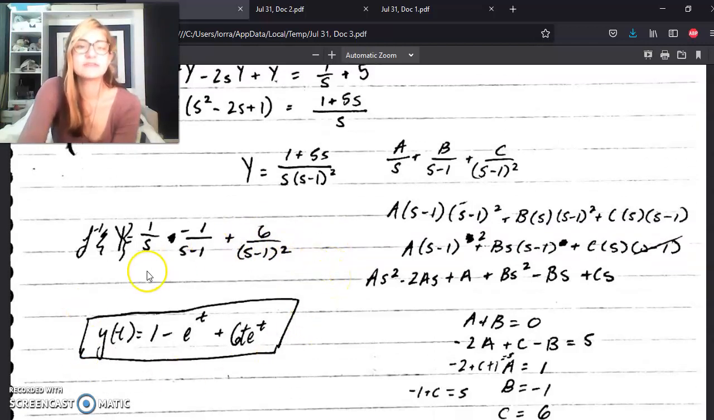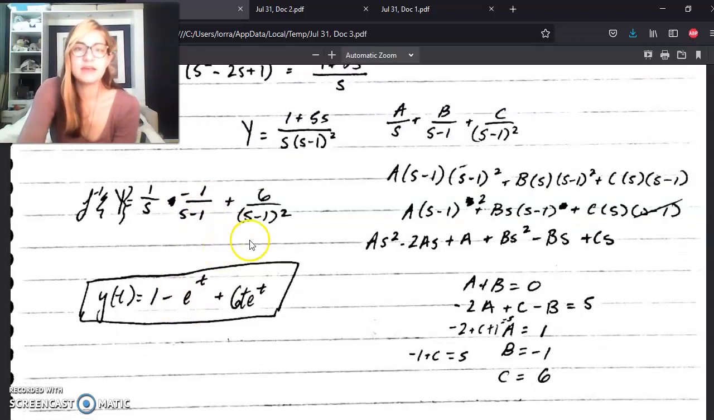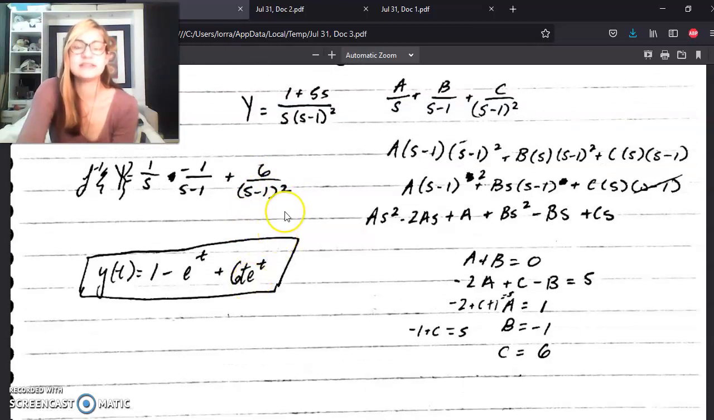And so this was quite an easy inverse Laplace transform today because 1 over s is just 1. 1 over s minus 1 is e to the t. And then 6 over (s minus 1) squared is 6t e to the t.